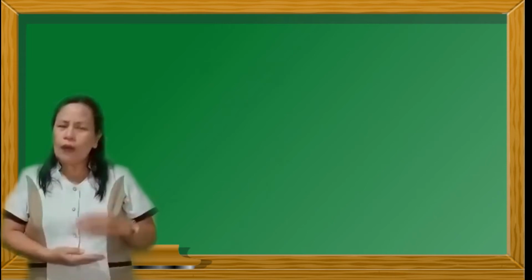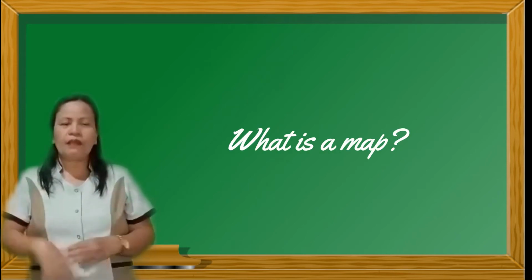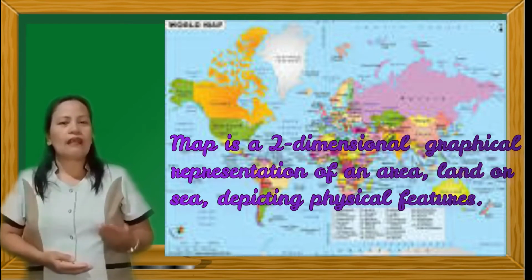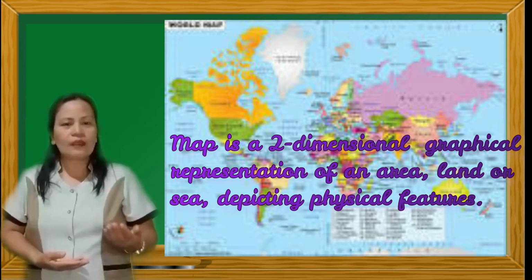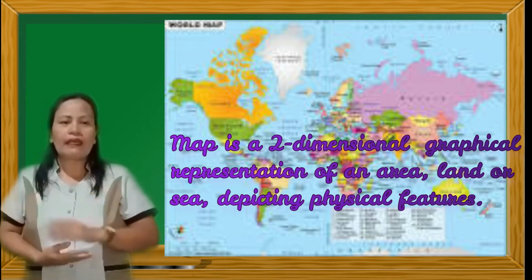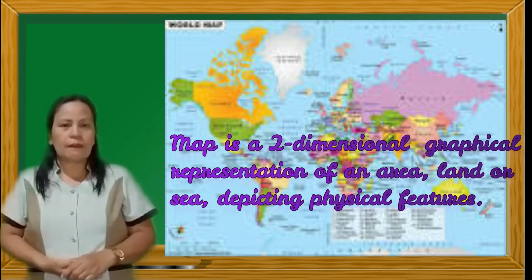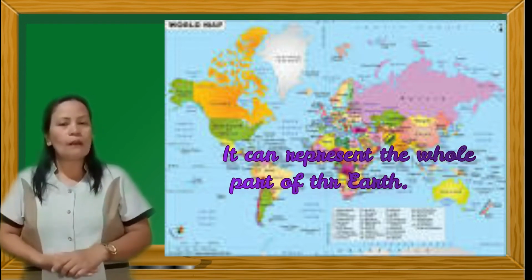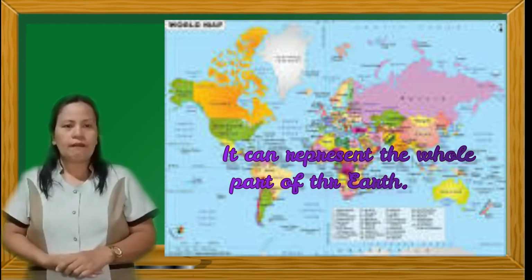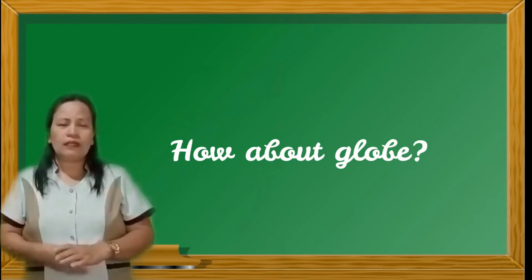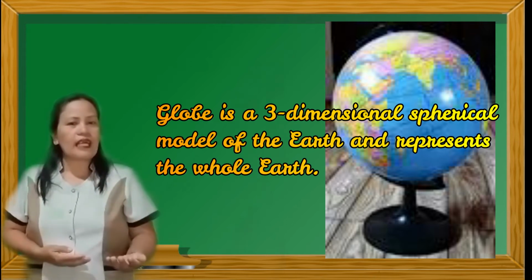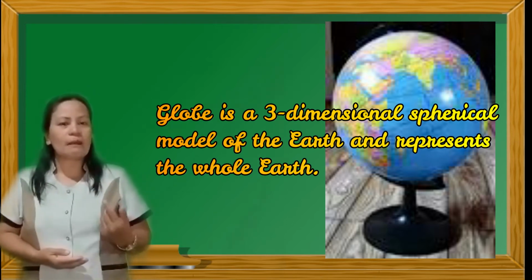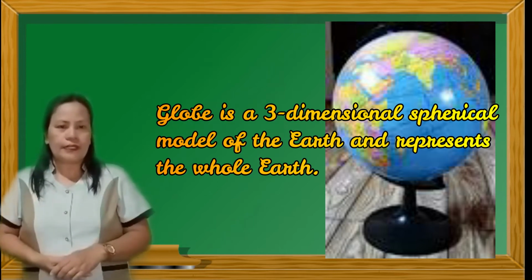Now, what is a map? Very good. Map is a two-dimensional graphical representation of an area, land, or sea, depicting physical features. It can represent the whole part of the Earth. How about the globe? Great! Globe is a three-dimensional spherical model of the Earth and represents the whole Earth.